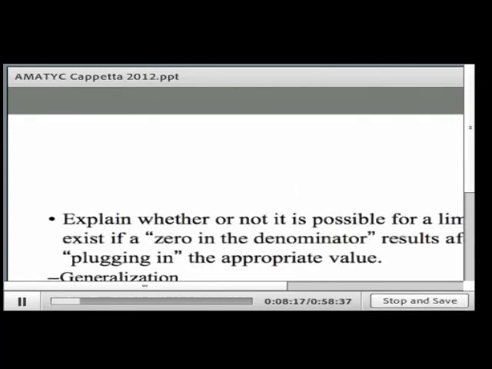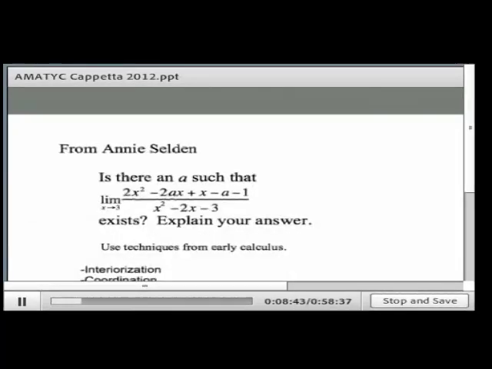Here's another question talking about limits. Explain whether or not it's possible for a limit to exist if a zero in the denominator results after plugging in the appropriate value. Notice this is not a formal question. This is not something Karl Weierstrass would be happy with, but this is something our students can understand. They can relate to this sort of question. They evaluate limits by plugging things in. They get a zero downstairs. Can the limit exist? Is that an important question for students to think about?